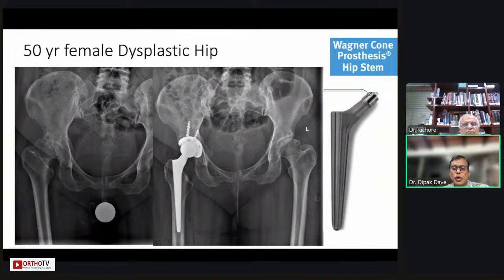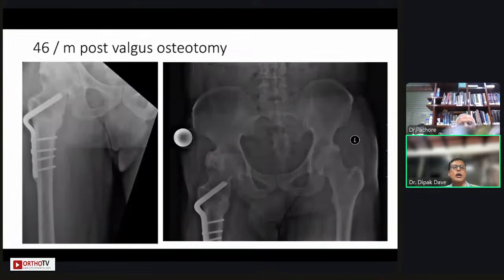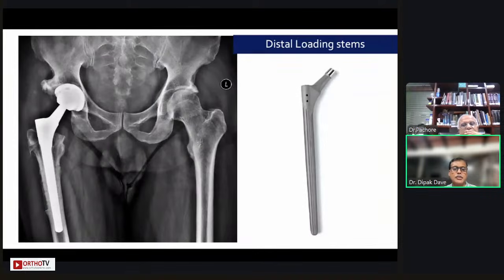If you get your abductor tension right and the right offset, then the longevity is very good. So you reduce the joint reaction force. Then if you reduce the joint reaction force, automatically the implant longevity increases and you get good results. Post valgus osteotomy, you can see the altered anatomy. There is a coxa valga, the proximal femur design shape is altered.